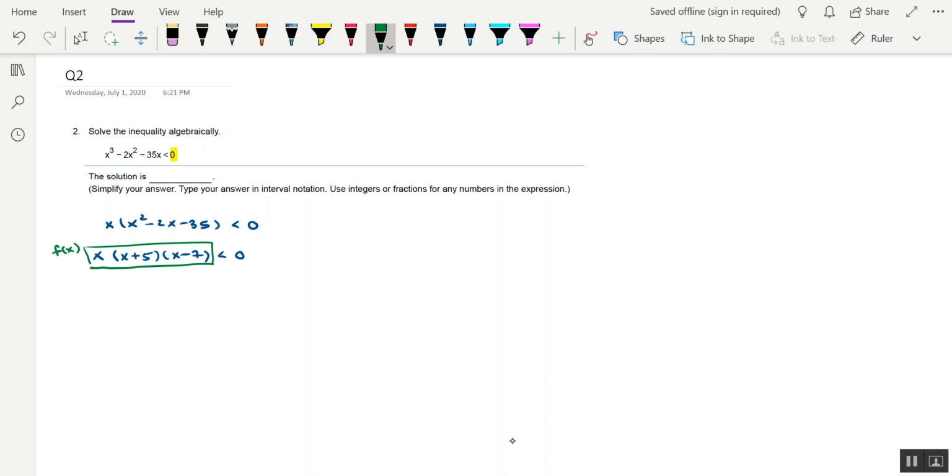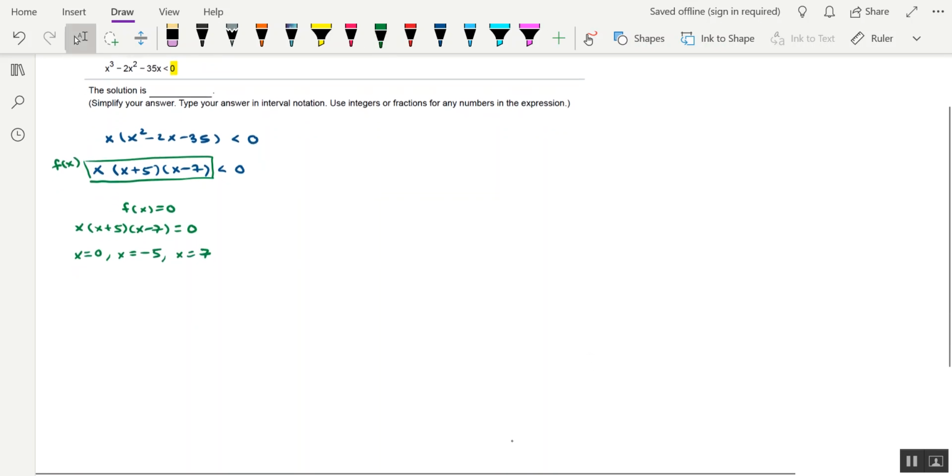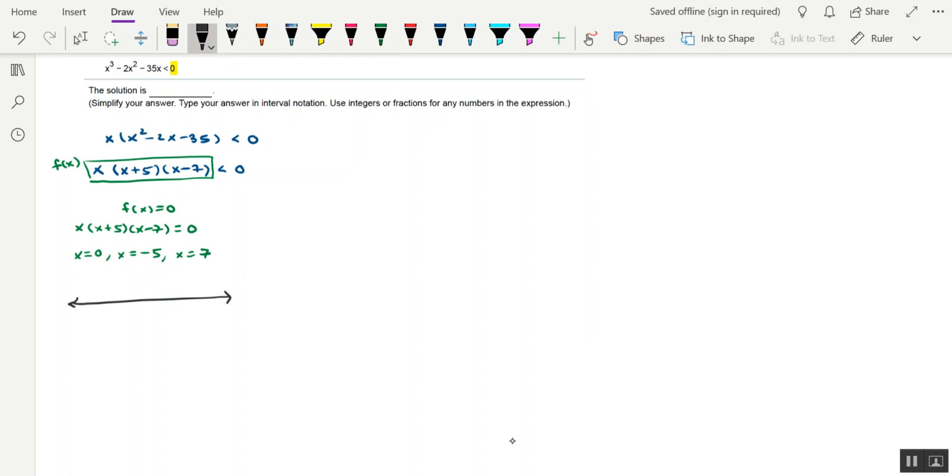What we're going to do next is figure out the zeros of this function. So let's imagine we're solving f of x equals 0. In other words, that would be x times x plus 5 times x minus 7 equals 0. And we would get three answers for x. We'd get x equals 0, x equals negative 5, and x equals positive 7. What we want to do with these three zeros is plot them on the number line. We'll start with negative 5 on the left, then 0, and then 7.